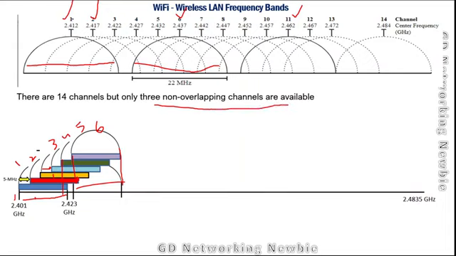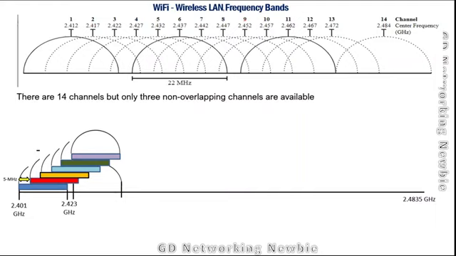Now there are 14 channels and only 3 non-overlapping channels which can be used. In addition to channel number 1, channel number 6 and channel number 11, we can also have these channels which are also non-overlapping. You can see channel number 2, channel number 7 and channel number 12. They are also non-overlapping channels. In the same way, if we select channel number 3, channel number 8 and channel number 13, these will also be not overlapping. So these are 3 channels which are non-overlapping, but we can have 14 channels within this frequency band.